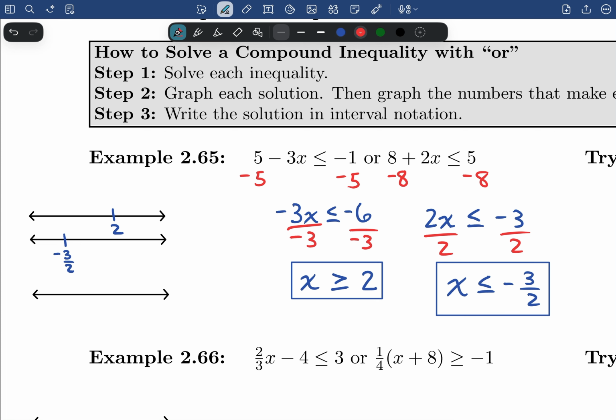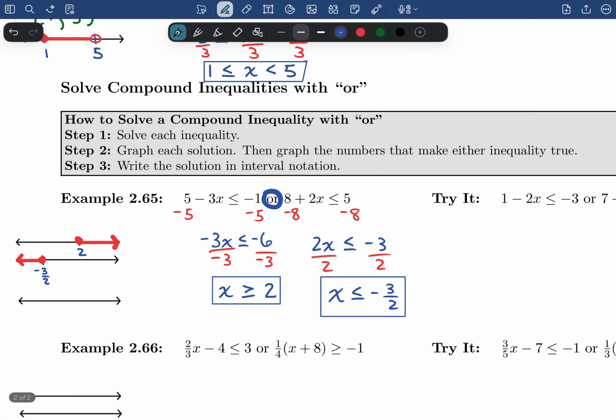All right, now I'm going to put closed dots for both of them. So I have closed dots at those locations. Next, I'm going to graph everything larger than or equal to 2, like that. And I'm going to graph everything less than or equal to -3/2, like that. Now here's where the word or comes into play. Because this was an or inequality, here's the word or, we graph the numbers that make either inequality true, not both, just either inequality.